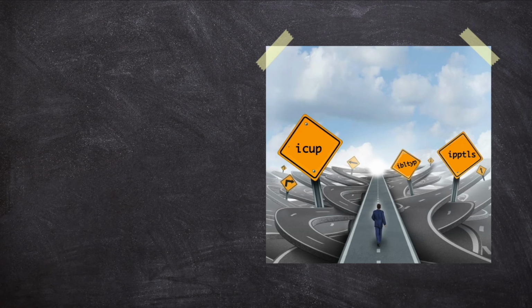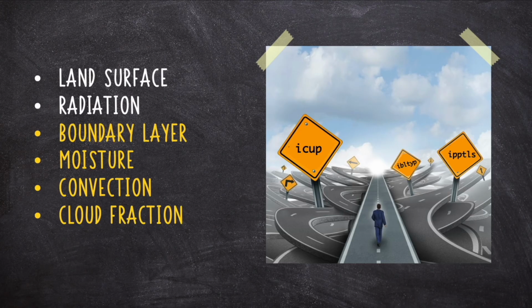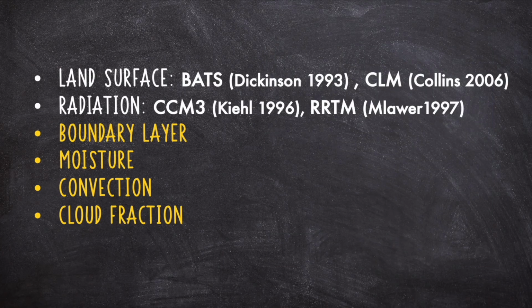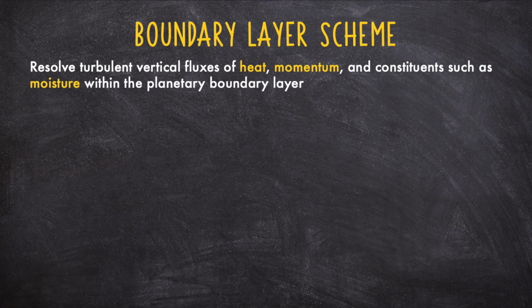Sometimes it's very complicated and challenging. So this is the list of the most important parameterizations we used in the model. So we have the land surface parameterization, the radiation scheme, the boundary layer, moisture, convection, and the cloud fraction. I will not go through the formulation of the land surface and the radiation schemes, as they are internally coupled models for which one can find the descriptions in the references that I wrote here. And I will therefore start with the boundary layer schemes.